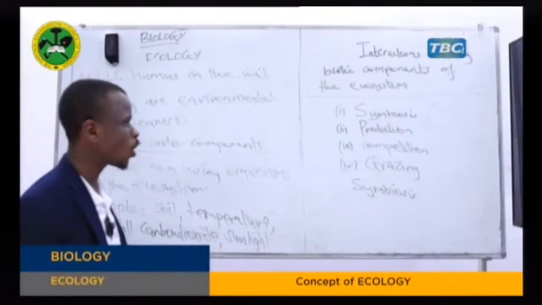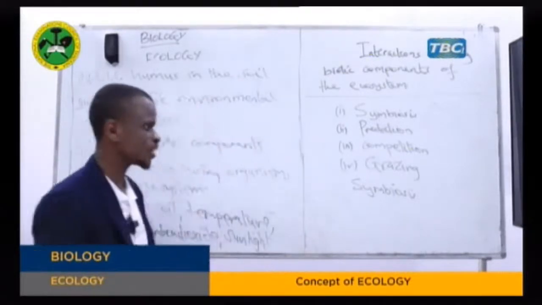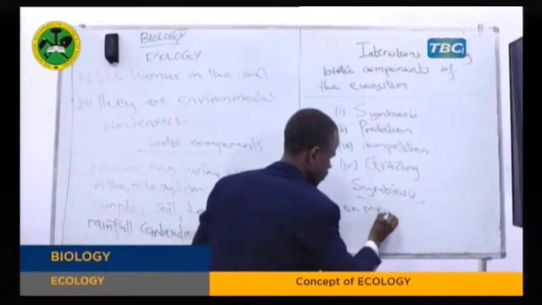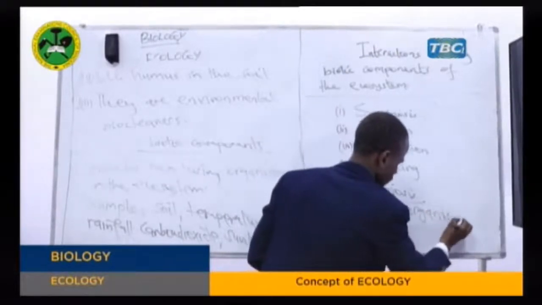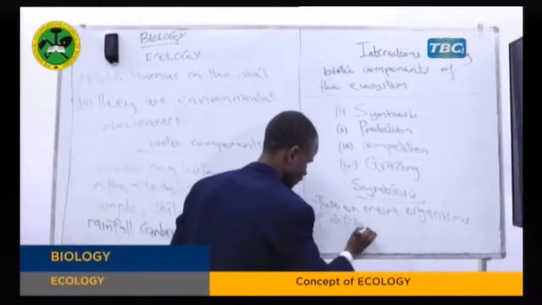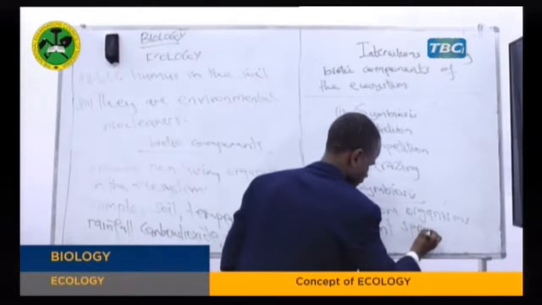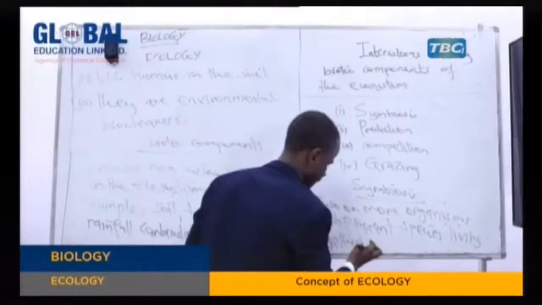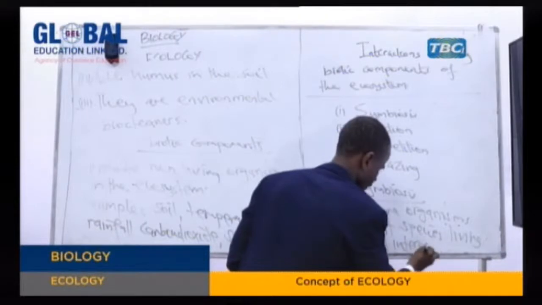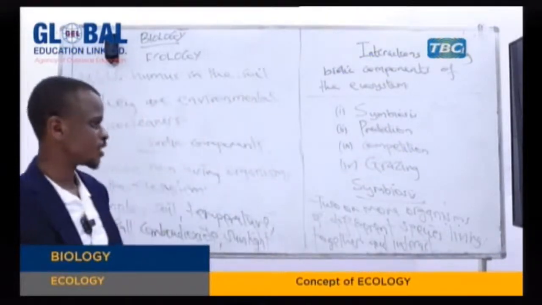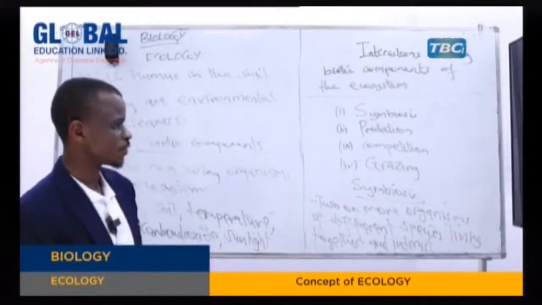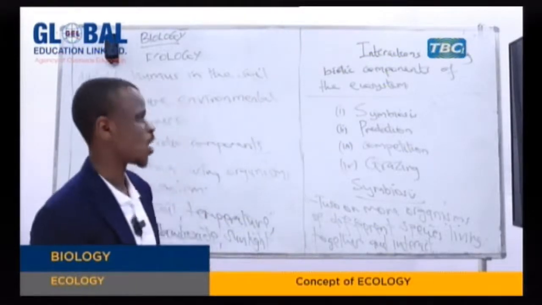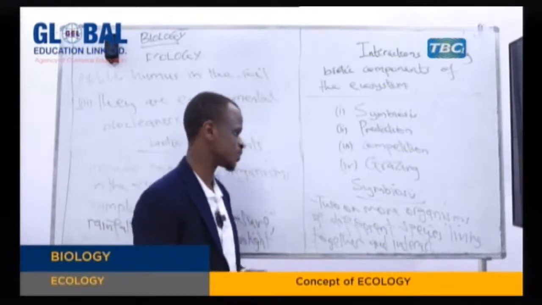Symbiosis: two or more organisms of different species live together and interact. Therefore, here two or more organisms of different species living together and interact. For example, you can find a human being has a tapeworm inside. Therefore, tapeworm and a human being are two organisms of different species. For example, a tick and a cow are two organisms of different species.